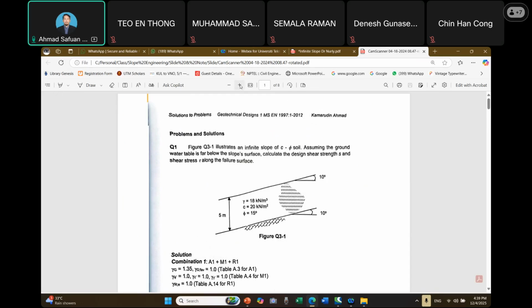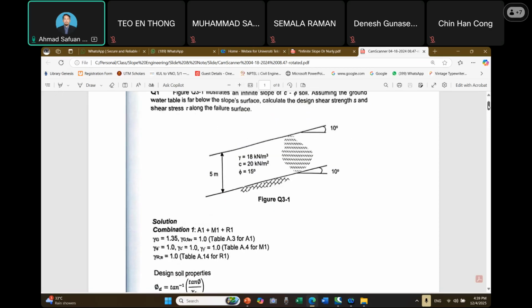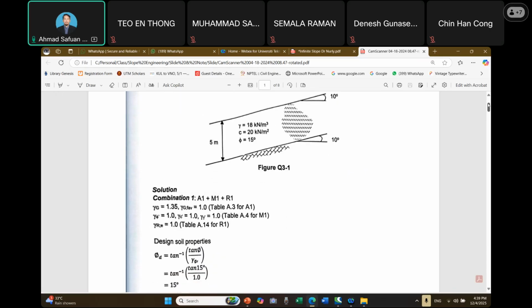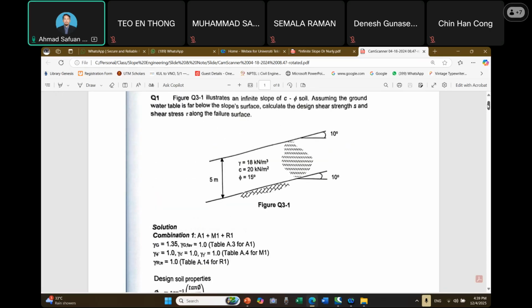I will not explain the EC7 in detail by showing all the tables, because here it is already mentioned that there is the use of tables. So this is another approach, similar to M, where we use the basic formula, not a simplified formula, to solve the problem for the infinite slope.